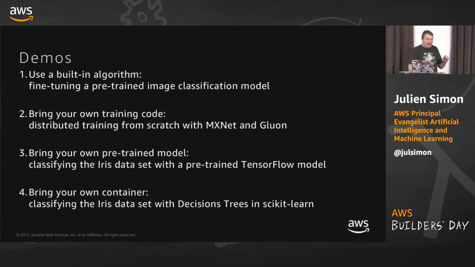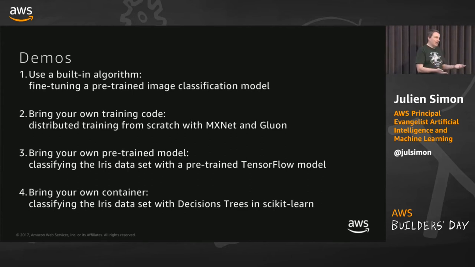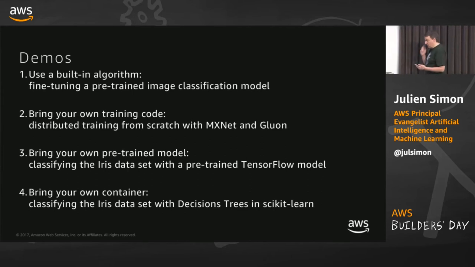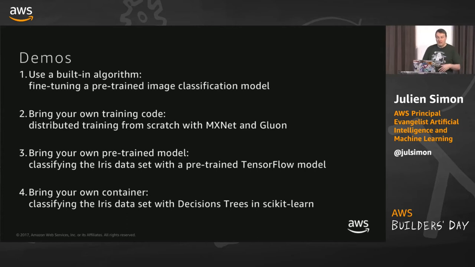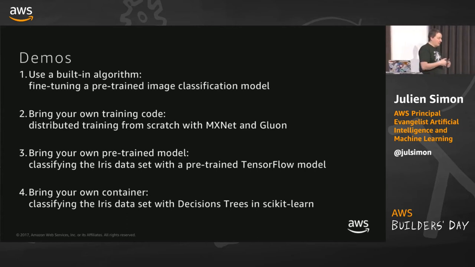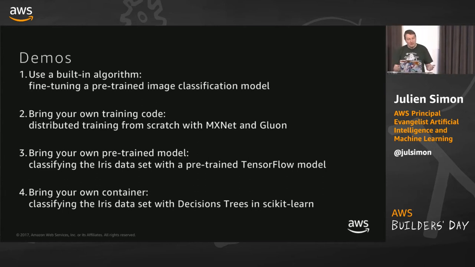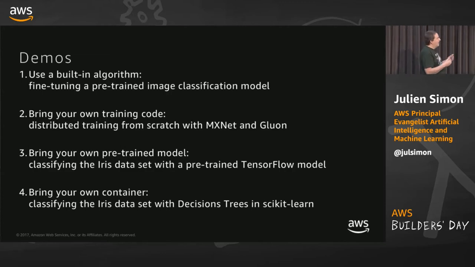The second way to use SageMaker is by using your own training code. So none of the built-in algos are applicable to your business problem. Let's say you have your existing TensorFlow script or your existing MXNet script, and you just want to train it and deploy it on managed infrastructure. I'll show you how to do that. And to make things more interesting, we'll do distributed training. We'll train from scratch on a slightly bigger data set using a couple of powerful instances, and you'll see how simple that is.